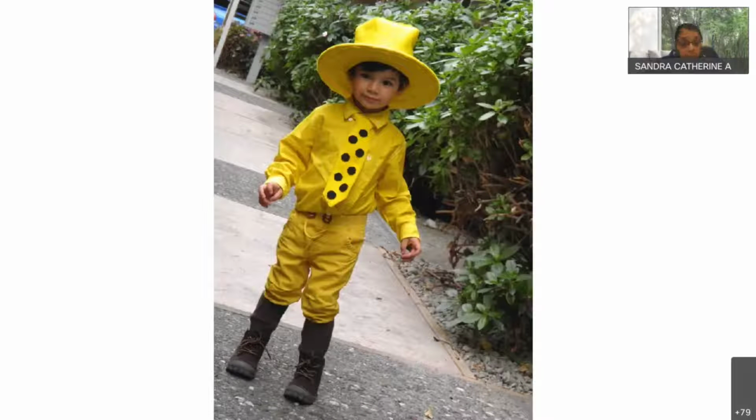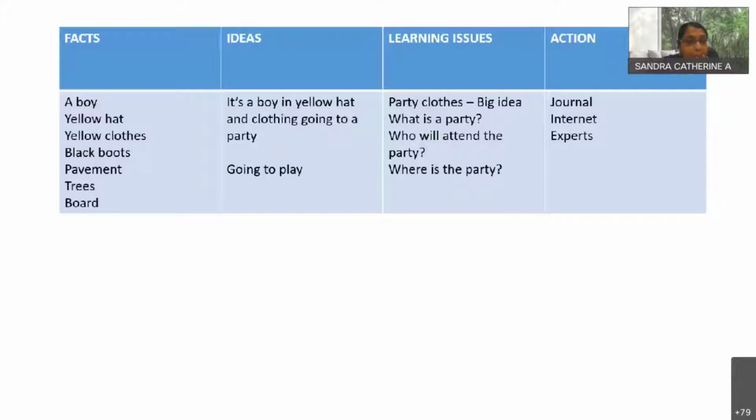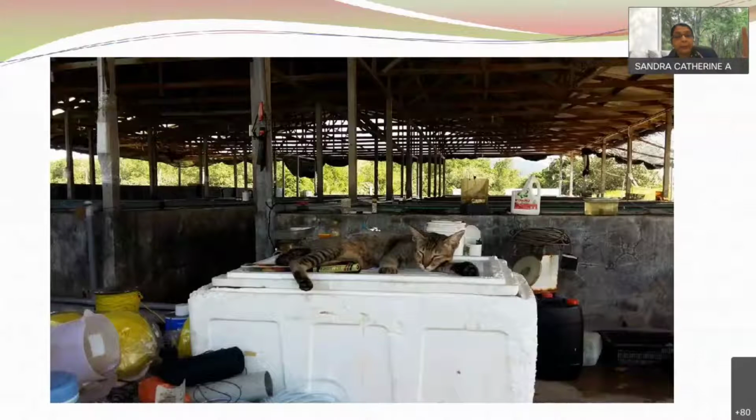Okay, can you go to the next one? Then I would teach them how to do the activity. So this is my first trigger. I will show it for less than 1 minute, because if you show more than that, then they will get more information from the picture.